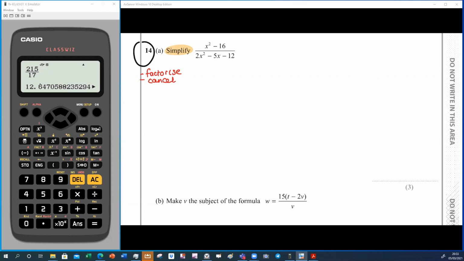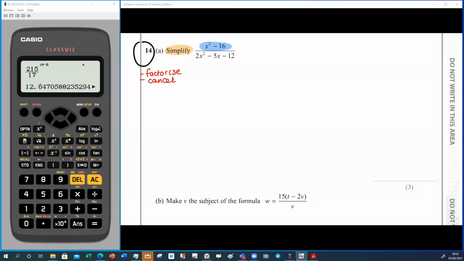Now, let's see if you can identify what type of expression you have on the top. So, Madam Aisha, I know you don't have the paper there in front of you, just copy out the questions as we go along, please, and follow us. Okay, so x squared minus 16, that's a special type of expression. What is it called? It's called the difference of two squares.